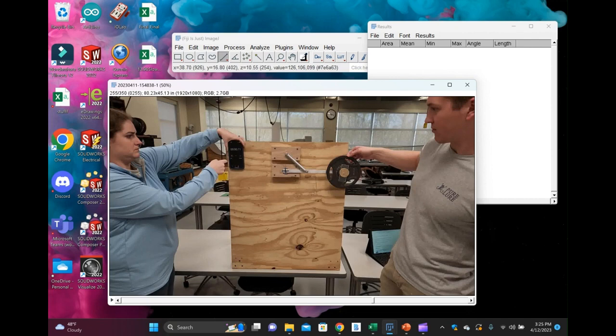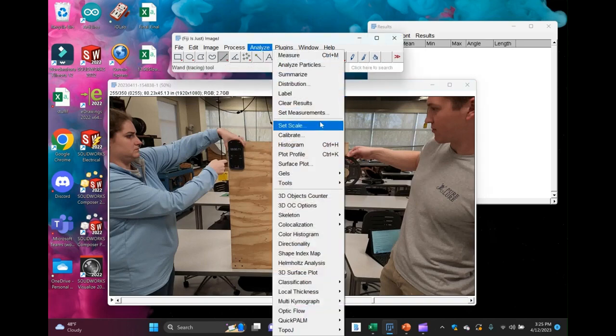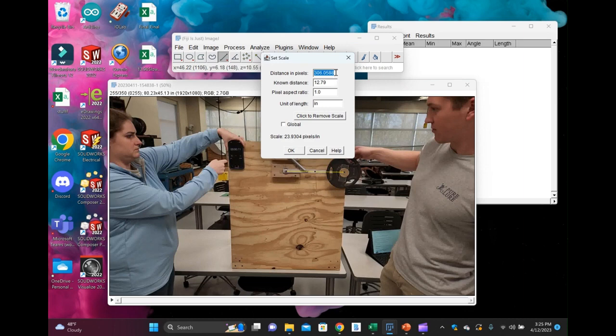So if we put our cursor here over our pinned connection, and then we create a line extending to the center of this weight, like so. What we're going to do is we're going to hit Analyze and then Set Scale.